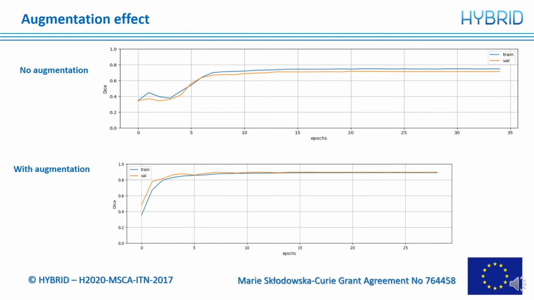Here we have the evolution of the dice score across the iterations of the epochs, and we can compare the results with and without augmentation. Without augmentation, we reach up to less than 0.8 of dice score, but by increasing the amount of synthetic data that we use for the training part, we ended up with 0.9 of dice score.